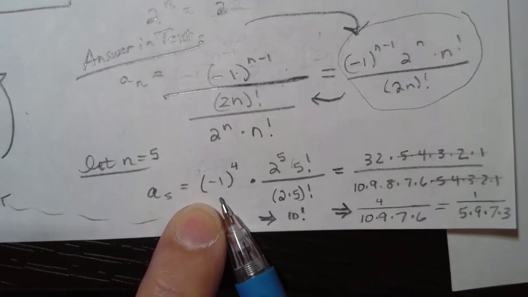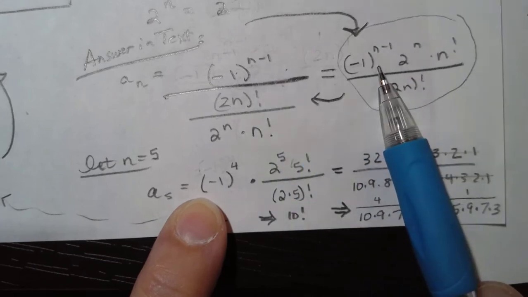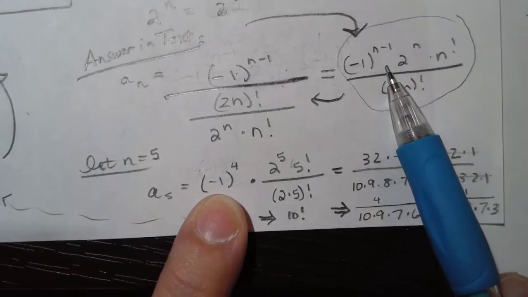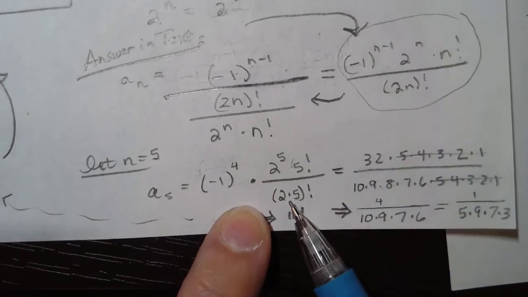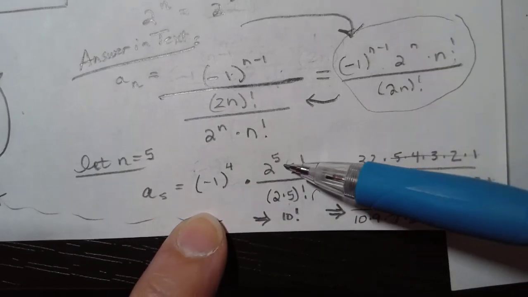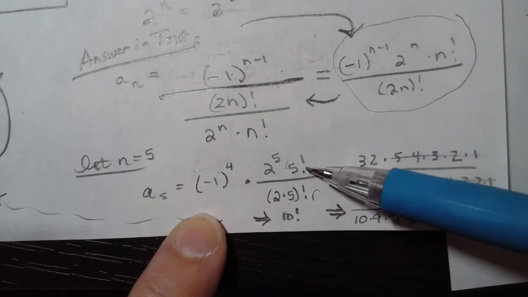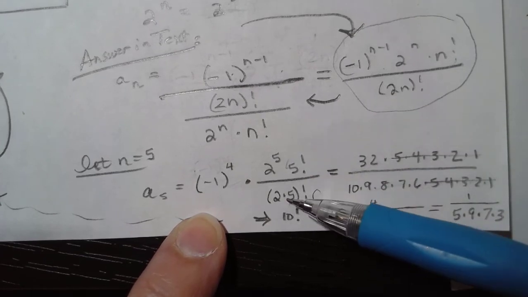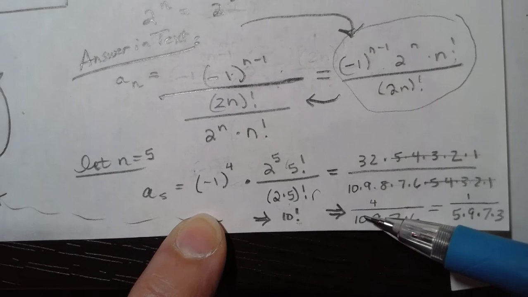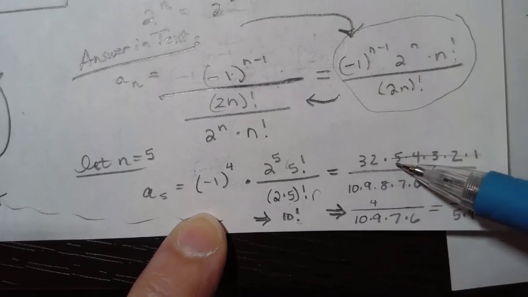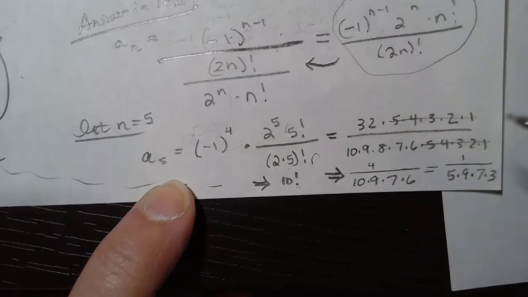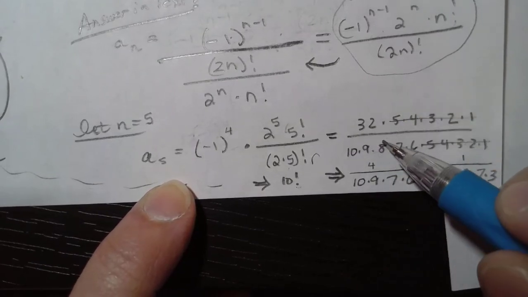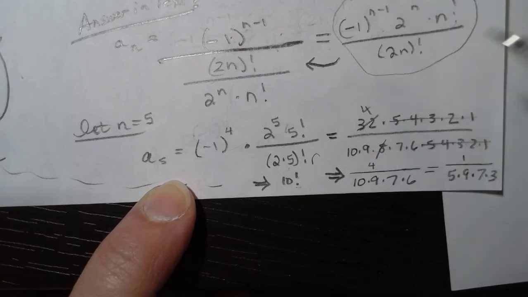If I let n equal 5, using this right here, I get -1 to the 4th times 2 to the 5th times 5 factorial over 2 times 5 factorial. Now we know that 2 to the 5th is 32. 5 factorial is 5, 4, 3, 2, 1. 10 factorial is 10, 9, 8, 7, 6, 5, 4, 3, 2, 1. So the 5, 4, 3, 2, 1s cancel. And then what we have here is, let me see, I can cancel the 8, leaves 4.